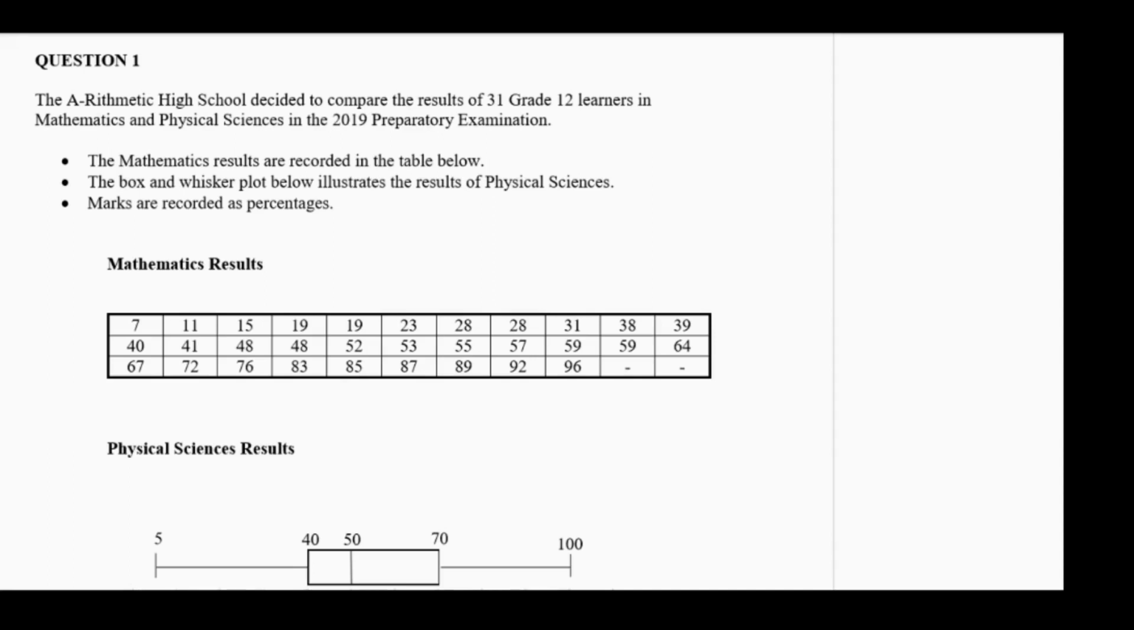Question 1. The statement says that Arithmetic High School decided to compare results of 31 grade 12 learners in maths and physical sciences in 2019 of the preparatory exams. So the maths results were recorded and that of physics. The physics results are represented using a box and whisker plot, and marks are recorded as percentages.